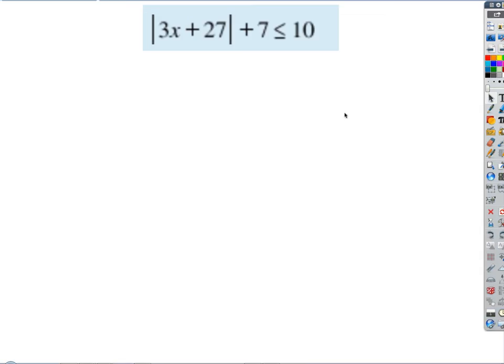I want you to think about, see if you can remember what to do with this. On your notebook, try that out. I gotta make a trade, right? It's an absolute value thing. It's an absolute value inequality, so I gotta make a trade.